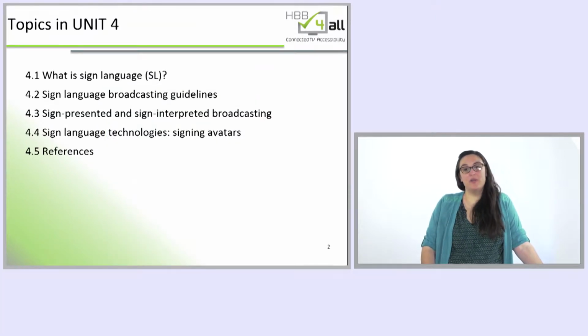In this unit, we are going to talk about sign languages as natural languages and also about the best practices for broadcasting sign language, either as sign language interpreted programs or sign presented programs. We will also discuss the translation and interpreting process for media broadcasting in sign language. And finally, we will introduce the possibilities of sign language technologies through signing avatars.